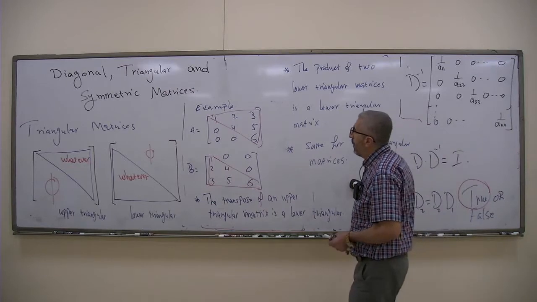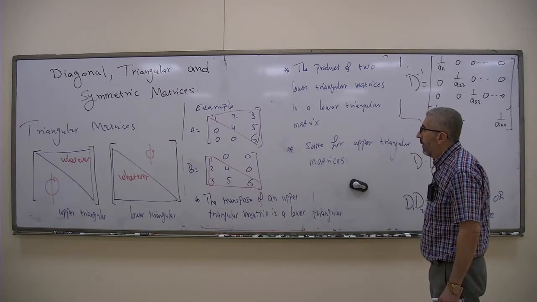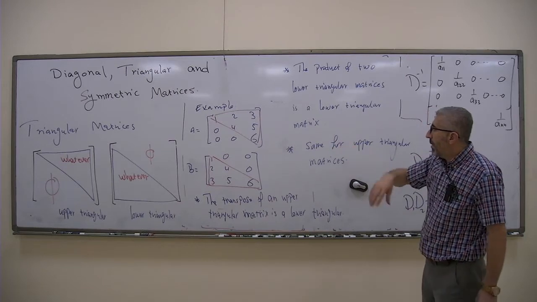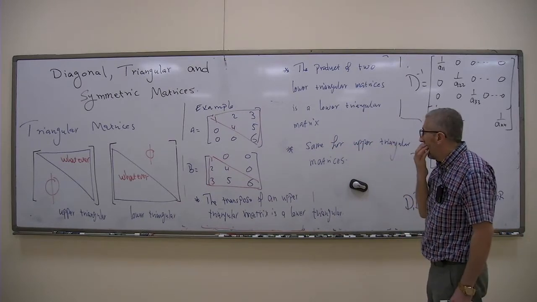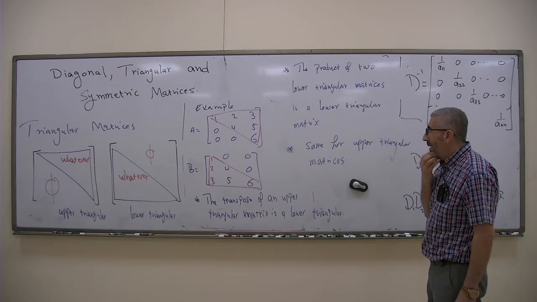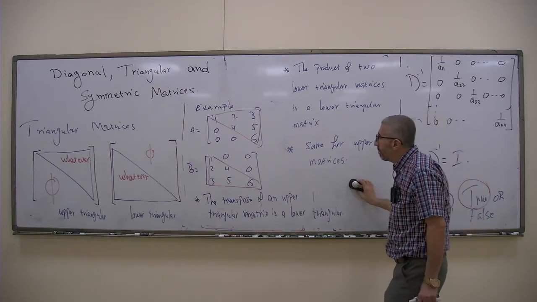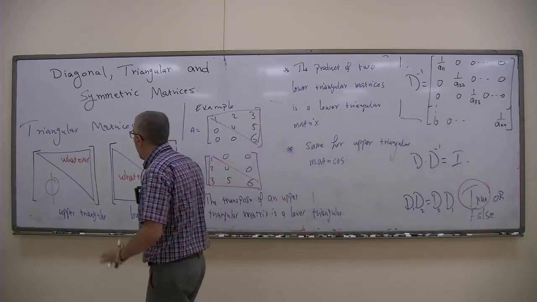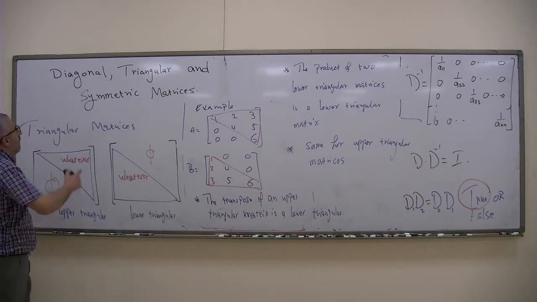Okay? So we know the meaning of upper triangular and lower triangular, and we know what happens to the transpose. We know what happens when we multiply two upper triangular or two lower triangular matrices. About the inverse, well, you need more ideas before you make a conclusion. But we'll talk about it later on. All right, now let's talk about this.